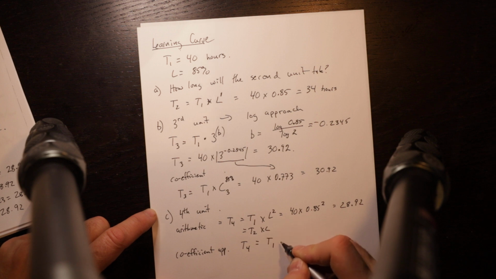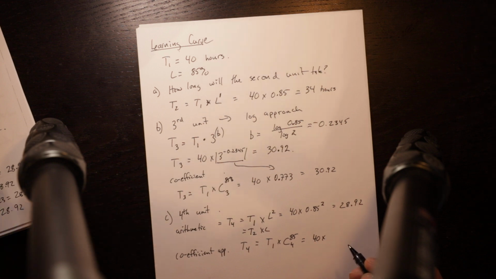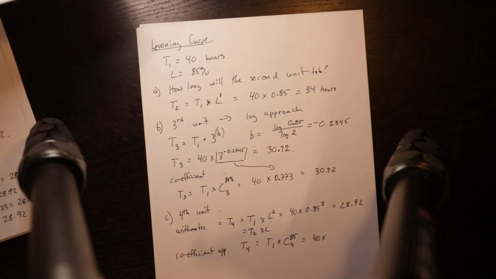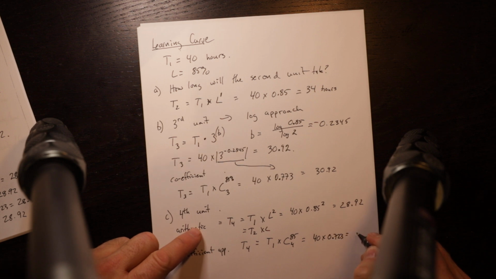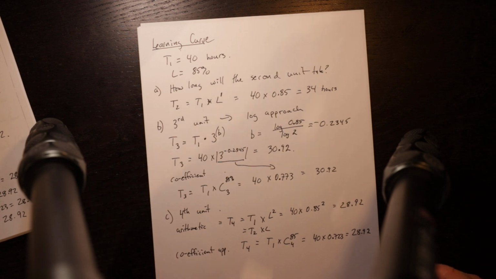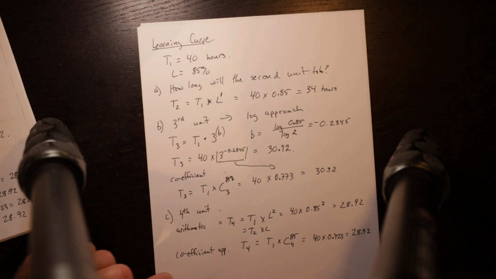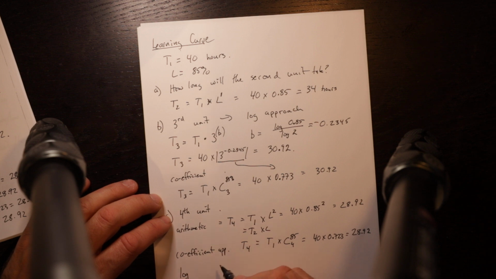T4 is equal to T1 times C4 at 85%, which is equal to 40 times, and I would go back to the table here, under 85, 4 is 0.723, and I get the same answer as I would expect. It's also worth noting that the numbers are still going down. If they're not going down, you're doing it incorrectly, but they're going down at a decreasing rate. And finally, the logarithmic approach, T4 is equal to 40 times 4 to the negative 0.2345, which is equal to 40 times 0.723, which is equal to 28.92.